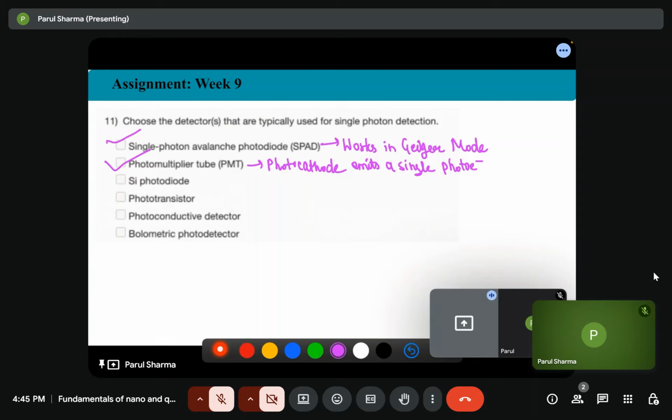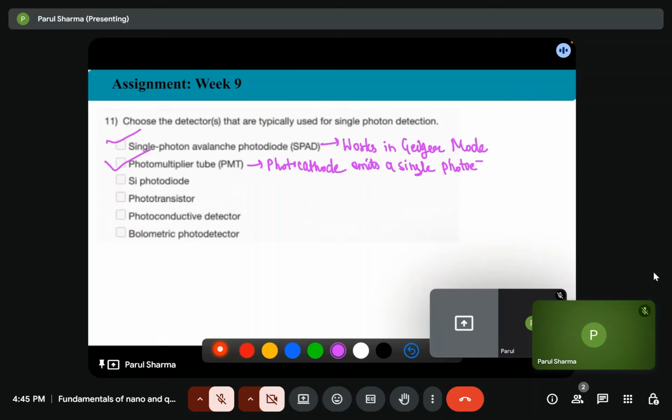The others are silicon photodiodes, which generate very tiny current per photon, and is used for analog light detection, not for single photon, because it doesn't resolve the additional noise amplification. And for phototransistor or photoconductive detector, we have gain but much higher noise and generally too insensitive for single photon counting.